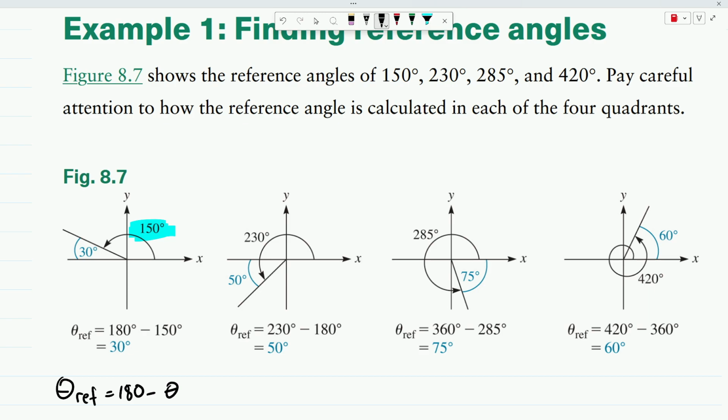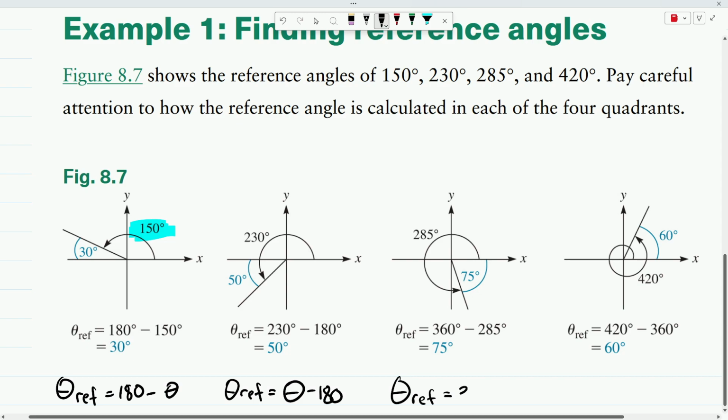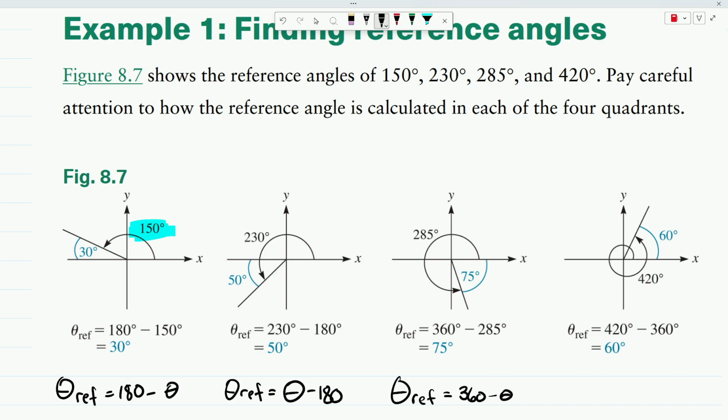Now, in quadrant 3, the reference angle is going to be the angle minus 180. So in this example, if the main angle is 230, then its reference angle would be 50 degrees. Then, in quadrant 4, the reference angle is going to be 360 minus theta, whatever the measure of the angle is. And then the last picture shows the reference angle of 60, which is the reference angle for 420.